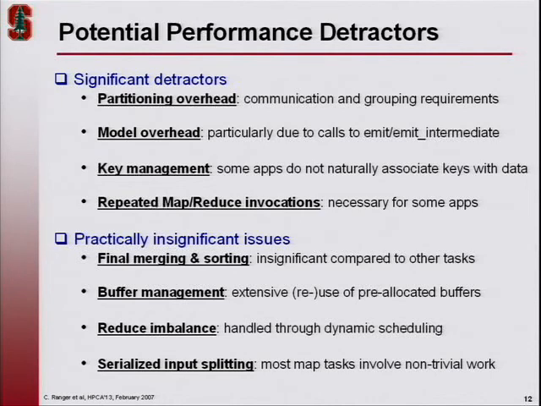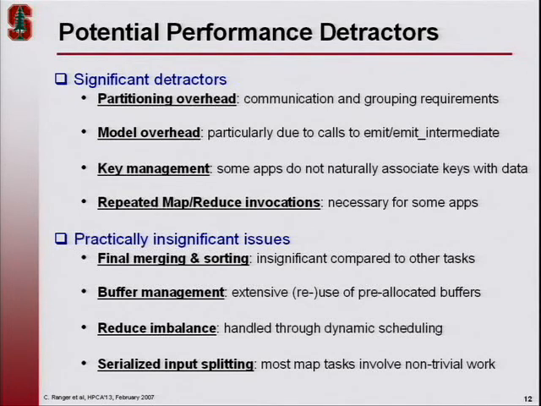Some problems are related to how the programmer uses the API rather than how the runtime manages it. This includes key management, since some applications do not naturally associate keys with data. What this means is, in the original implementation of the algorithm, these keys did not exist, so the programmer had to introduce them, which made it more difficult on the programmer, and it was pure overhead for the runtime. Another issue is, some algorithms are iterative and require multiple invocations of the MapReduce scheduler, which is an expensive operation.